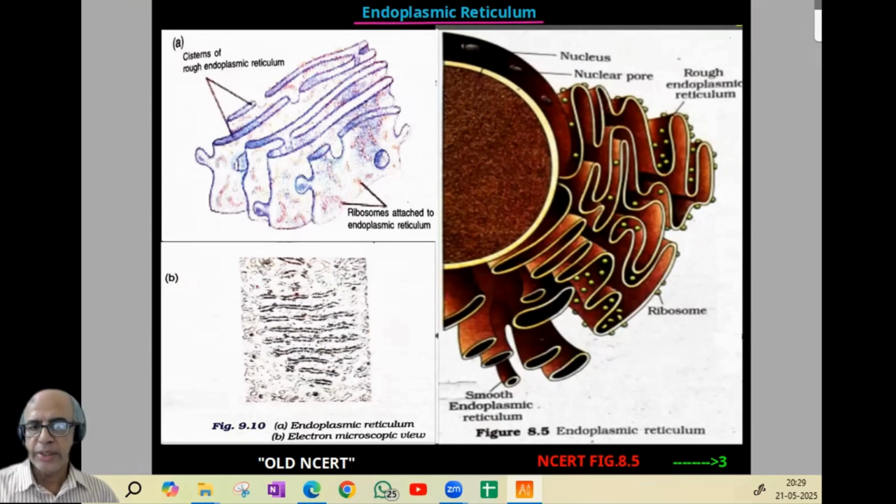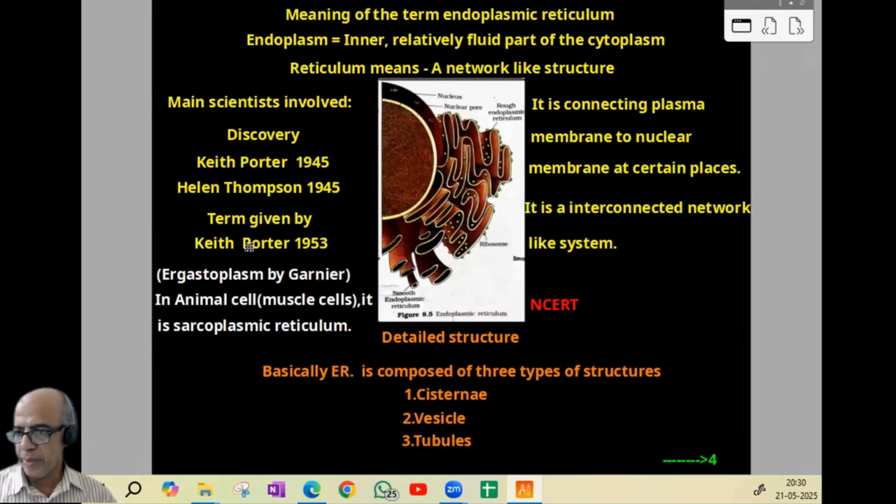In this section we have to learn the endoplasmic reticulum in the eukaryotic cell, where we can find the first two diagrams. These two are from the old NCERT. This is the present NCERT diagram. Present one: labeling question, identifying question, etc. Now we can further proceed to the endoplasmic reticulum.